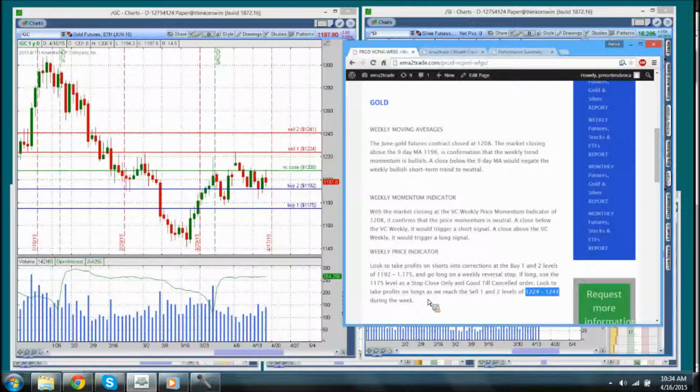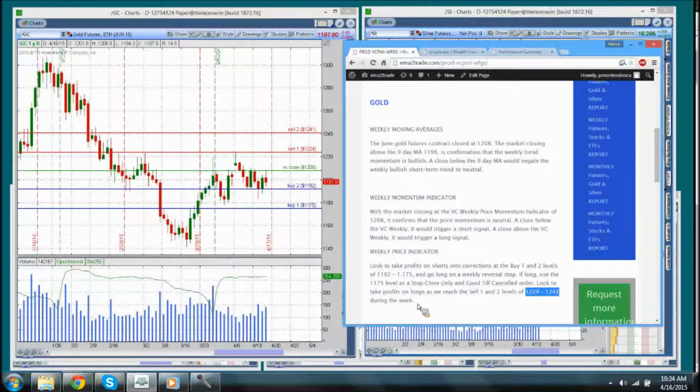The algorithm tells you precisely, if you bought it at 1192 or into that zone of 1192 to 1175, use 1175 as your stop: a stop close only, good till cancel, which means that the market has to close below 1175 for you to get stopped out.